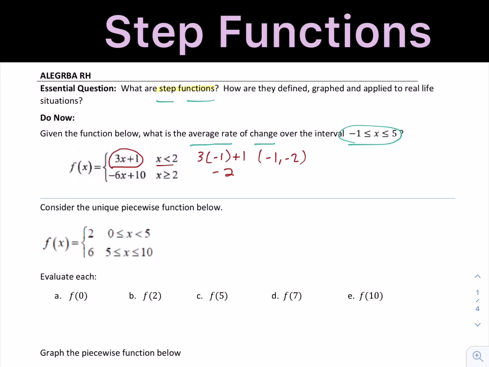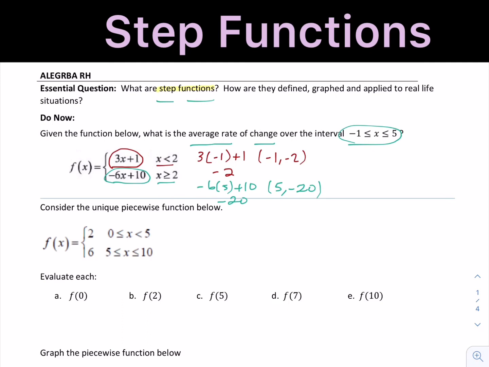Now, if I want to find where this function evaluates at 5, that's going to belong to this piece. So I need to do -6 times 5, and then add 10. So that's -30 plus 10 is -20. And so my second point of this piecewise function is (5, -20).